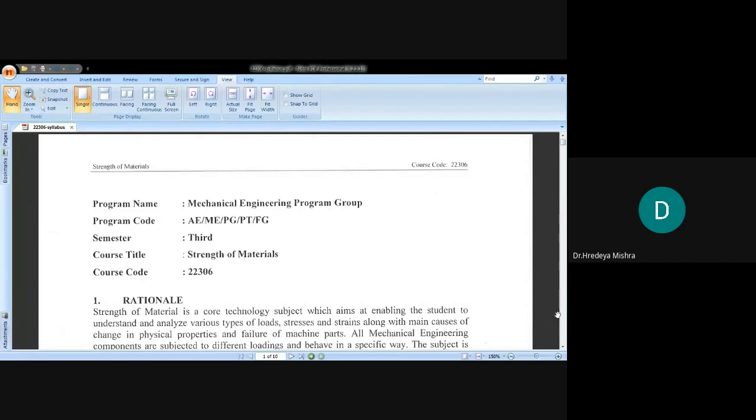Suppose we're going to design a table or a chair. Then what happens? We choose a material which is suitable for a person to sit and bear their load. So we choose a material which has sufficient strength to bear a particular load.